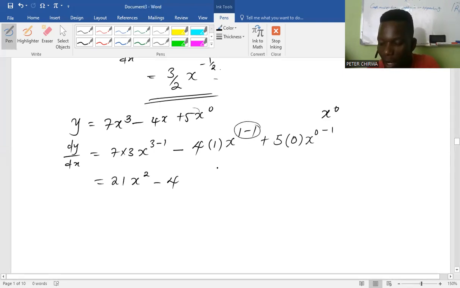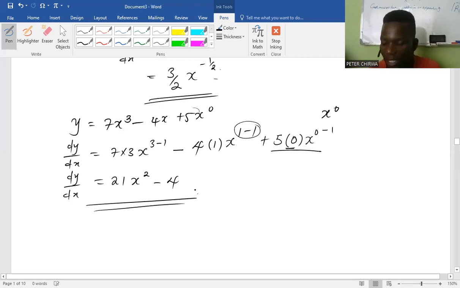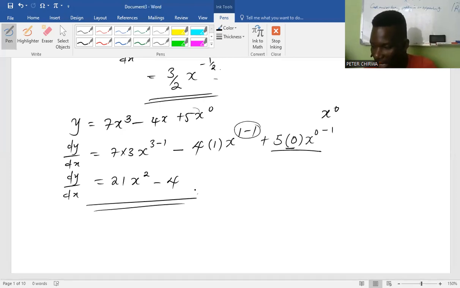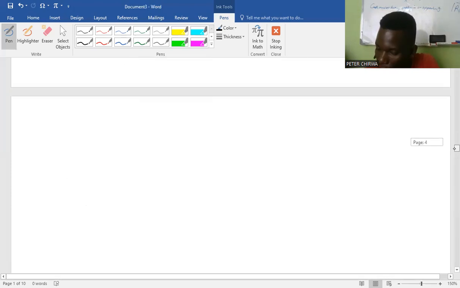For 1 minus 1 on the power here, we get 0. And any number to the power 0 is 1. So we are going just to have a 4 there. And then here, we are multiplying by a 0. So everything is going to vanish because we have multiplied by a 0. So x squared minus 4 once we differentiate that function. Yeah. Let's look at another example. Example 2.